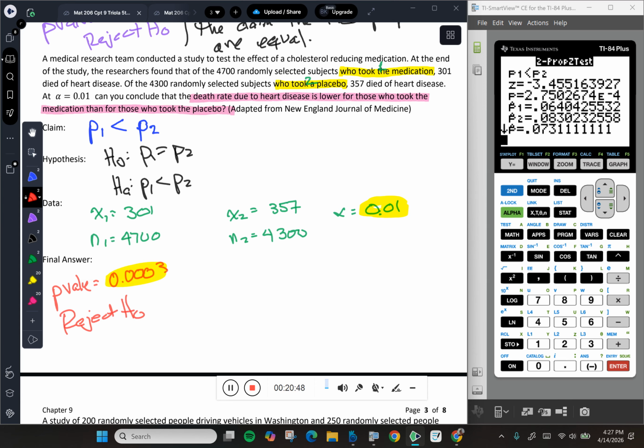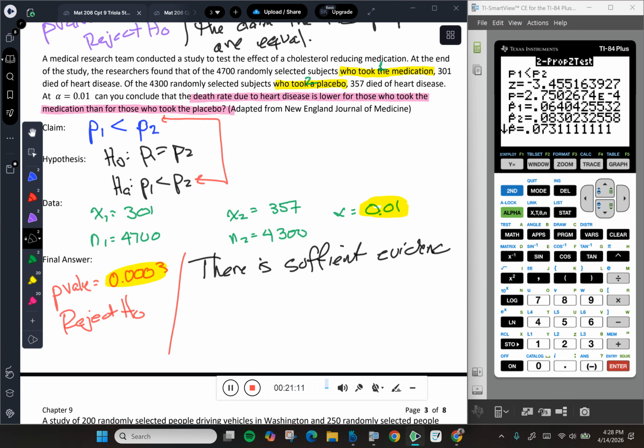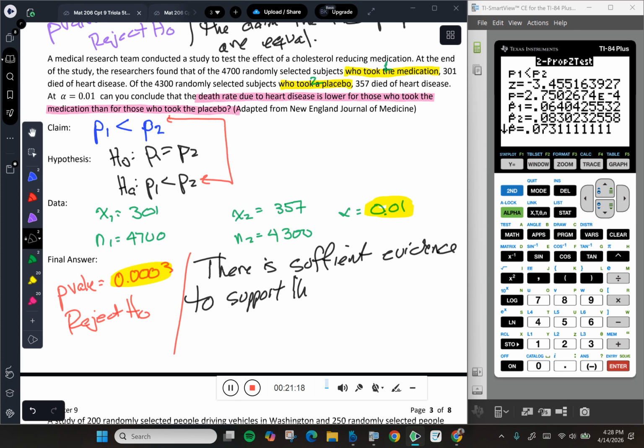reject the null. Remember, the claim, though, was the alternate, right? If the claim is the alternate and we're rejecting the null, then we would say that there is sufficient evidence to support our claim. So there is sufficient evidence to support the claim that, and what was the claim? Oh yeah, the claim was that the death rate was lower for the drug. That's good.